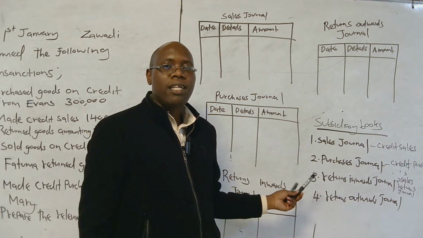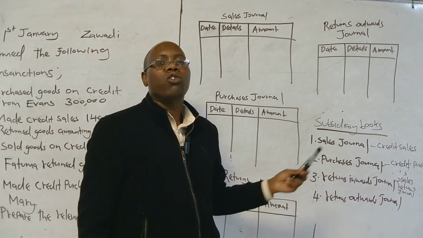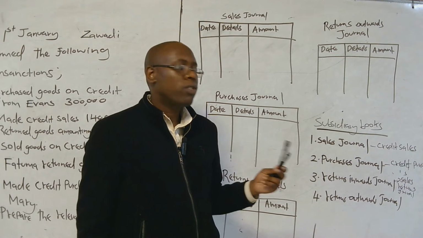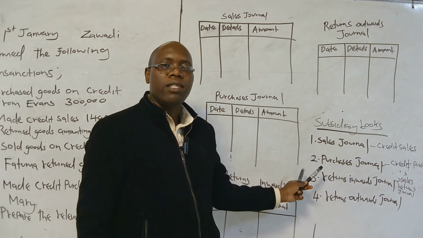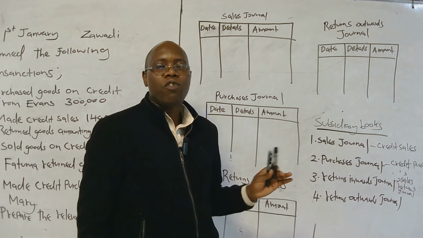So under the returns inwards, we basically record the returns from our customers. When our customers return the commodities, we are supposed to record it in the returns inwards journal, or the returns from our customers.